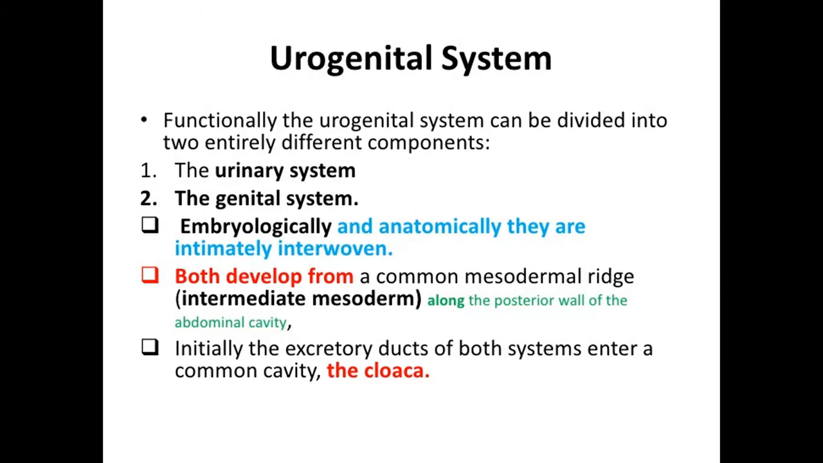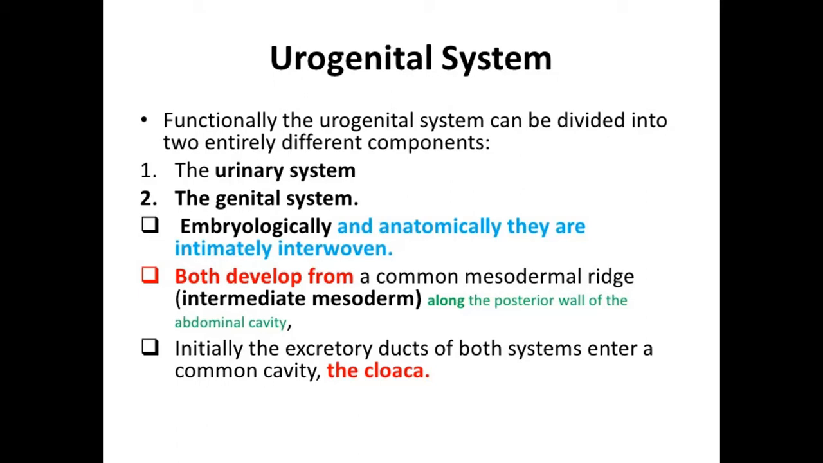Now, functionally the urogenital system can be divided into two entirely different components, the urinary system and the genital system. But embryologically and anatomically, they are interwoven with each other. And how they are interwoven, that is what we have to understand.